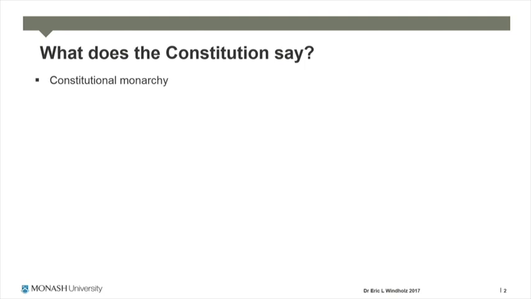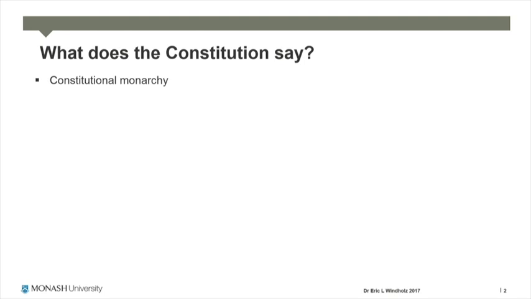First, the Constitution establishes Australia as a constitutional monarchy. The opening words of Section 1 of our Constitution state, "The legislative power of the Commonwealth shall be vested in a federal parliament, which shall consist of the Queen, a Senate, and a House of Representatives."